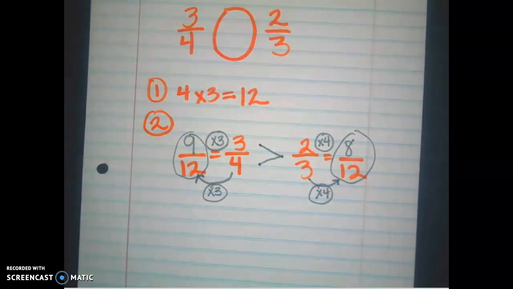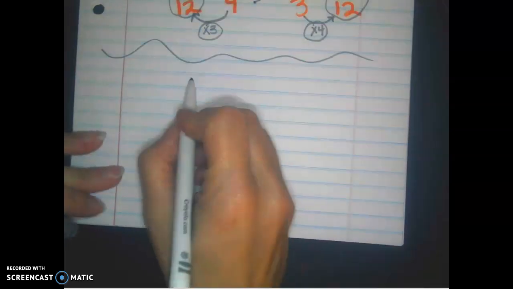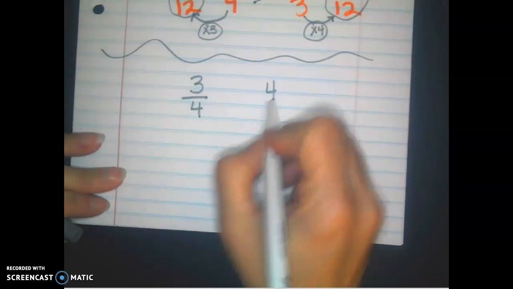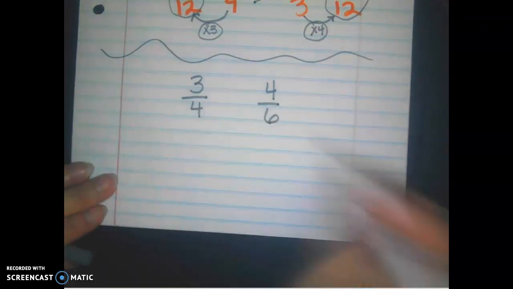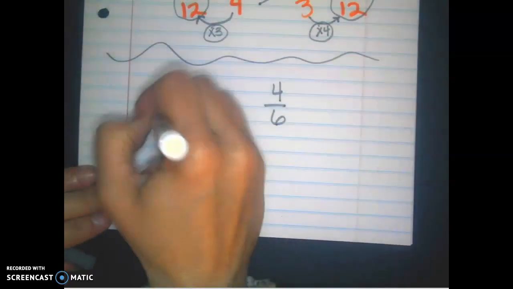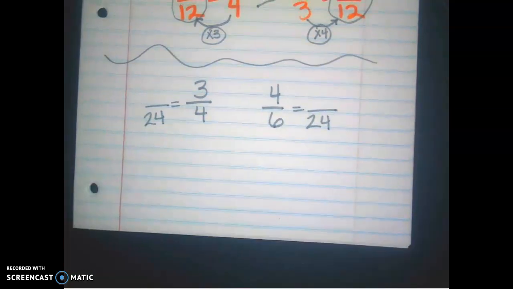Let's do a couple more examples together. So first we are going to compare 3/4 with 4/6. So my first step is to get a common denominator. So I'm going to multiply 4 times 6, which is 24. So I know my new denominator is going to be 24. And then I'm going to use the steps to find my numerator so that I can compare my fractions.